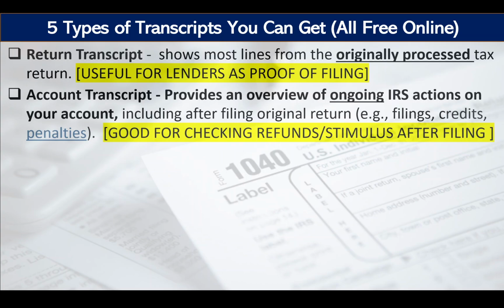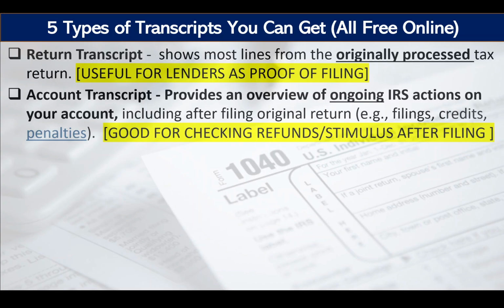The one I think which is really useful, which I think can help you with your refund and your stimulus payment, is the account transcript. So this is the tax account transcript. This provides what's being processed on your ongoing IRS action. So after you filed your return, if you have amended returns, or you've got more refunds, or your stimulus check was paid late, or you got additional credits, or even penalties, this will show that. So this is almost like an ongoing record of transactions with the IRS. And I think this is probably the most useful one for checking refunds and stimuluses after filing.